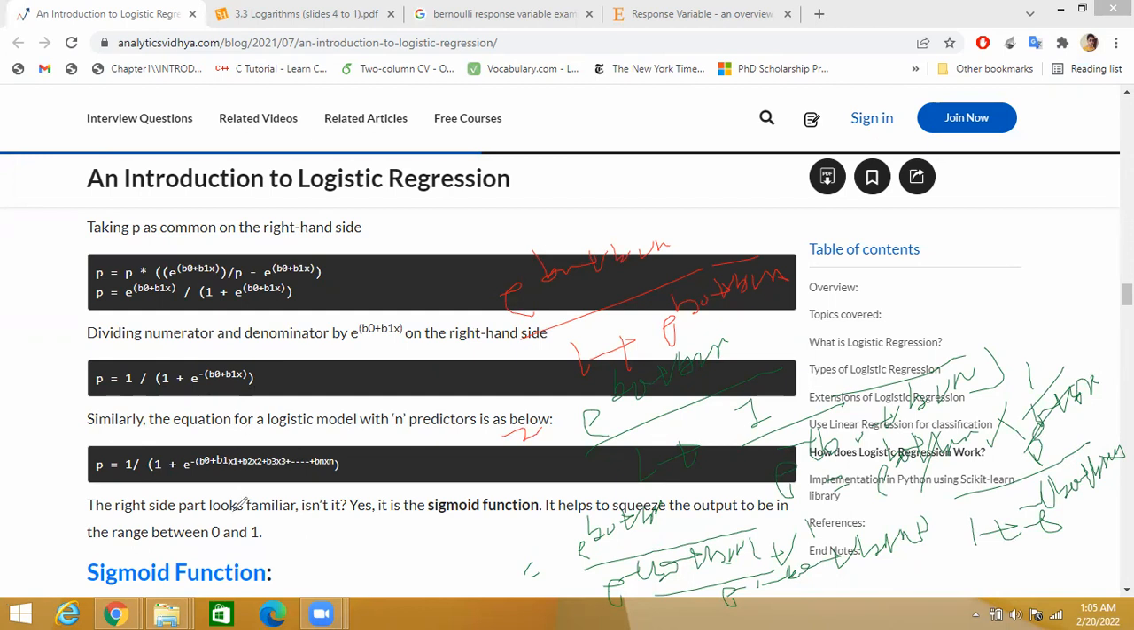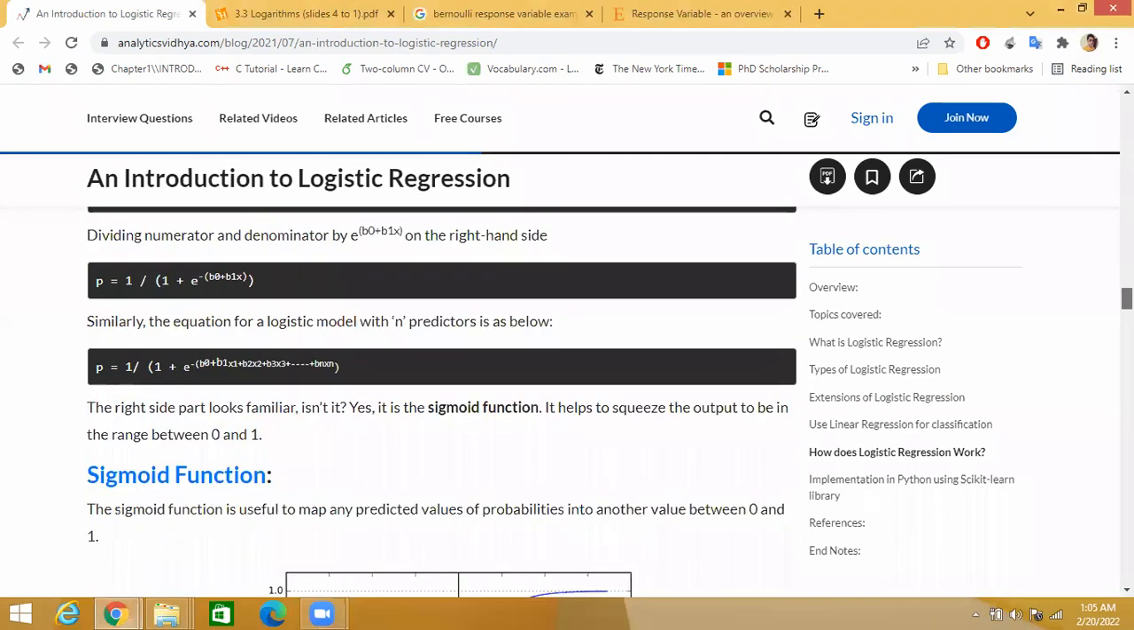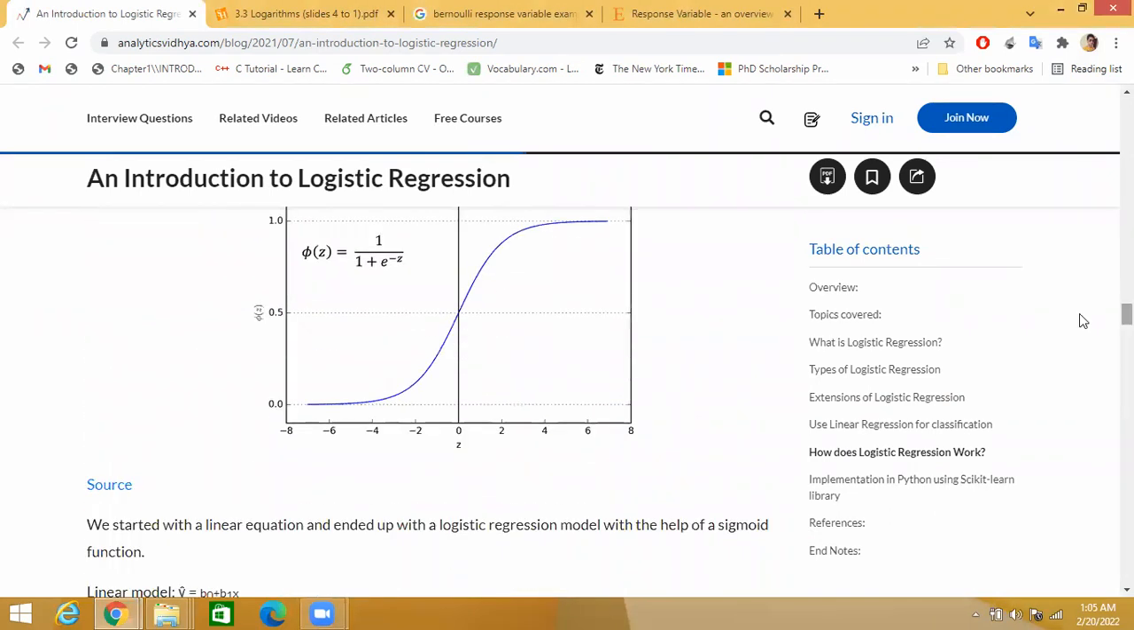Okay, so now if we can see this, this is the equation for a sigmoid function. So you can say p is 1 by 1 plus e to the power minus x or something like that. So this is the sigmoid function. This is the sigmoid, and this is the graph of the sigmoid.